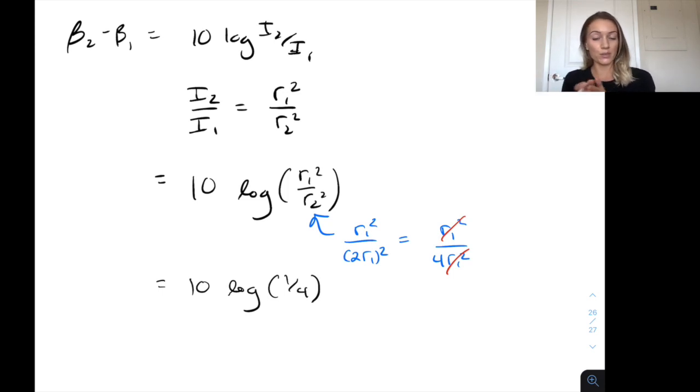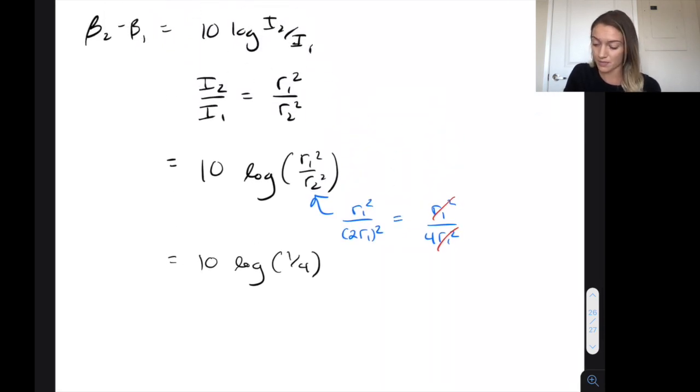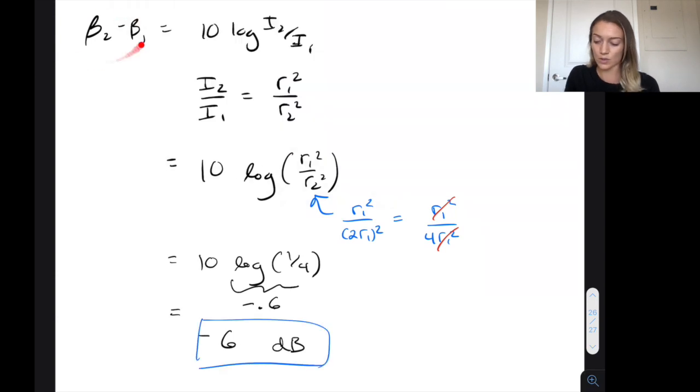If I started at 1 meter and moved to 2 meters, or started at 2 meters and moved to 4, or started at 4 and moved to 8, it doesn't matter, because my ratio of the radii and my ratio of the intensities will end up being the same. So all I have to do now is take the log of 1/4. Since 1/4 is less than 1, that ends up being negative. I think it comes out to negative 0.6. So 10 times negative 0.6 gives me negative 6 decibels. That means this difference is negative, which I expect because beta 2 should be less than beta 1, since we're further away and the intensity will be less.